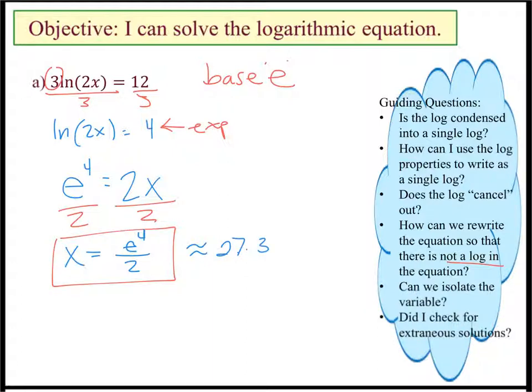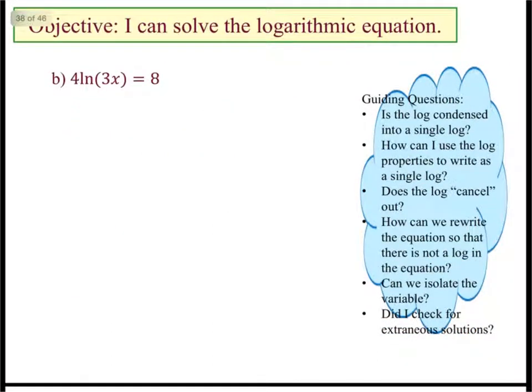So let's go ahead and try another one. Here I have 4 ln of 3x equals 8. Notice we have a 4 there. I'm going to isolate the natural log by dividing by 4. That gives me ln of 3x is equal to 2.